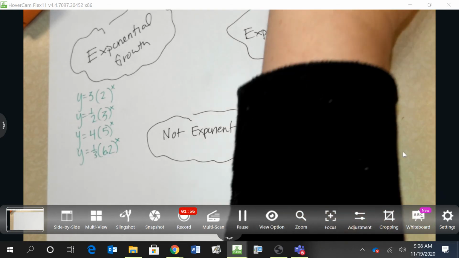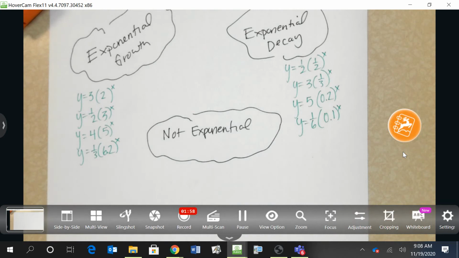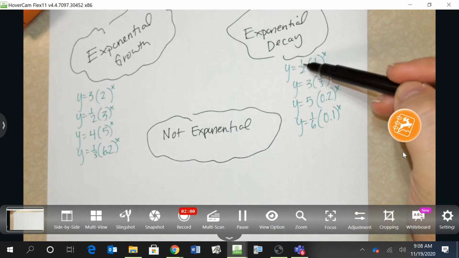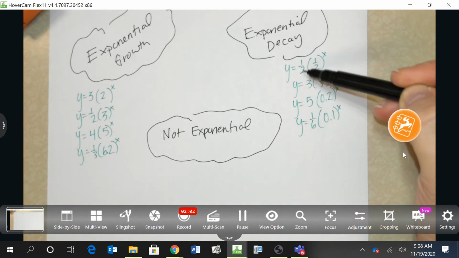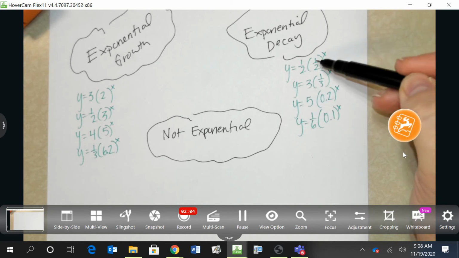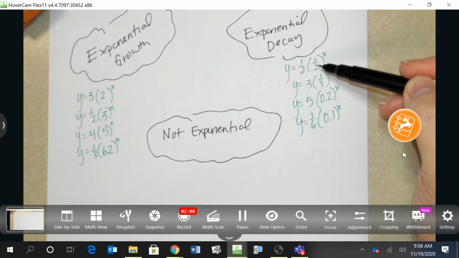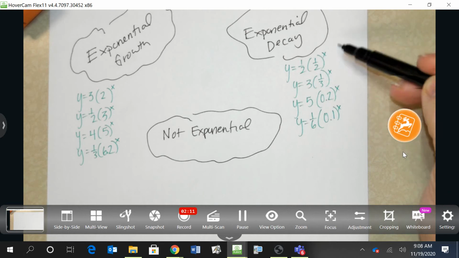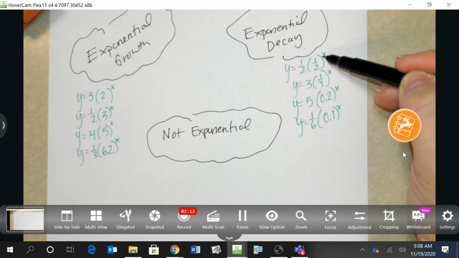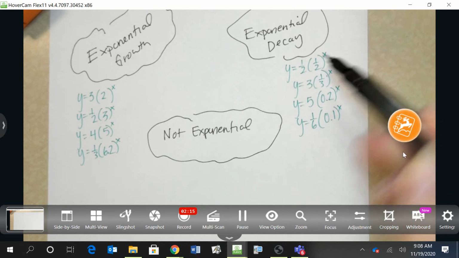Each one of these is an example of exponential decay. The number out front, representing that initial value, is positive. The number inside is between 0 and 1, not equal to 0, not equal to 1, in between those two values. And again, the variable must be in the exponent position.